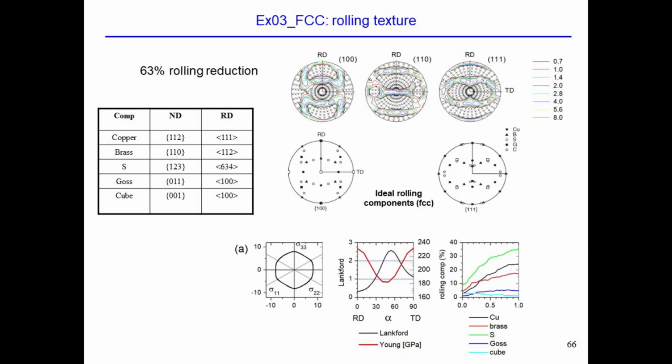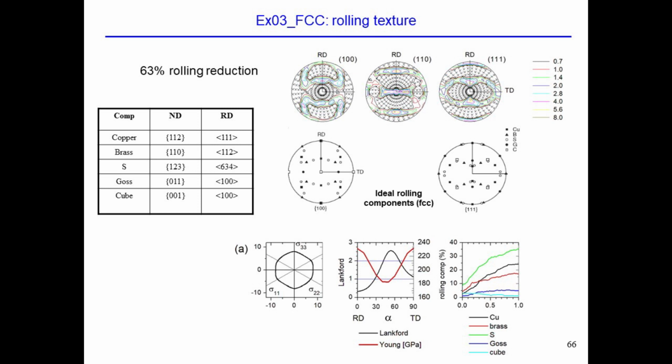So after doing 63% rolling reduction, that is 100% deformation in the normal direction. These are the textures that we obtain for an FCC material, starting from a random texture. Here, if you care, you may try to compare the rolling components. You may try to see where the rolling components fall in each of these textures. These are the ideal rolling components, and you can go one by one.